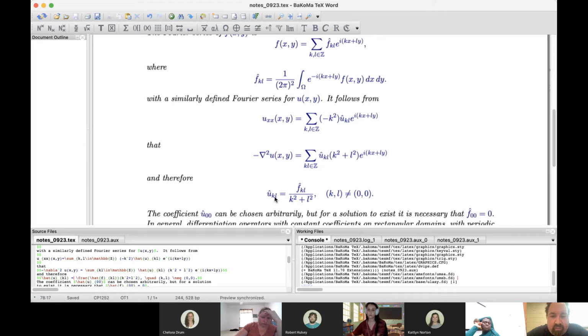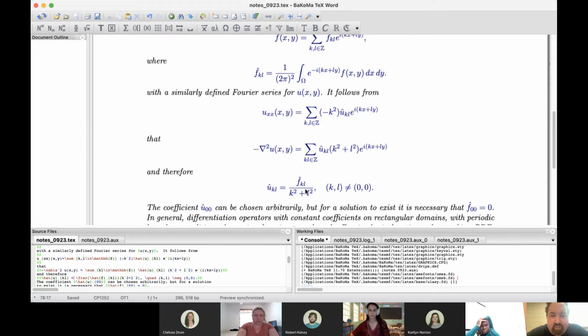Now, what about the case where k and l are both equal to 0? How do you handle that? Well, we need f hat 0,0 to be 0. It cannot be part of this. Now, u hat 0,0, I can include it in a solution. Actually, it doesn't matter what I choose it.